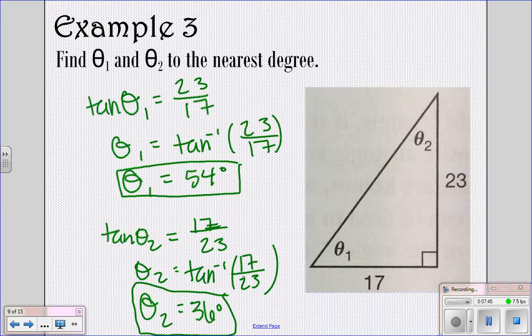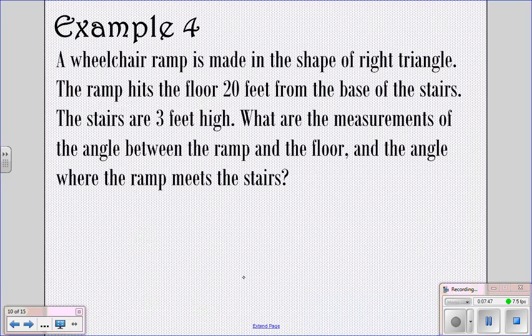Okay, so let's look at some practice problems. Oh, no, we've got one more example. I'm sorry. We've got a wheelchair ramp that's in the shape of a right triangle. So let's draw a right triangle. And so there's our right angle. The ramp hits the floor 20 feet from the base of the stairs. So this length is 20. And the stairs are 3 feet high. So this is 3. And it asks for the measurements of the angle between the ramp and the floor.